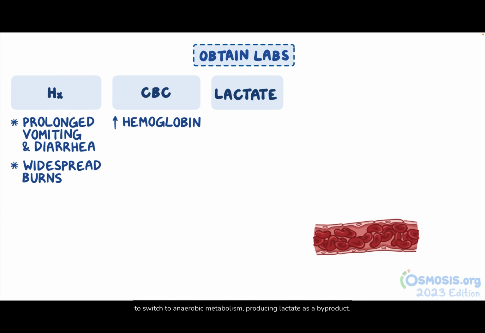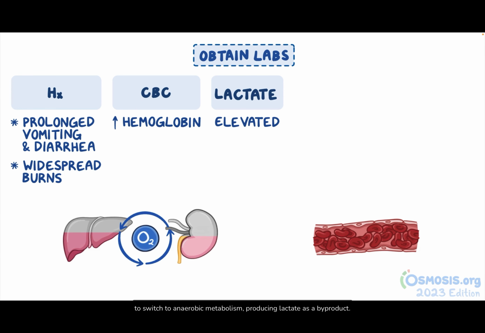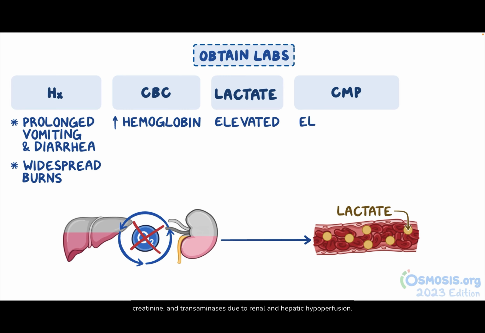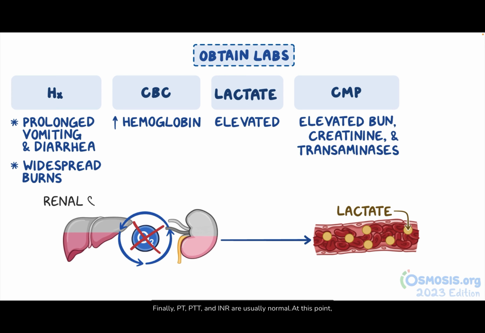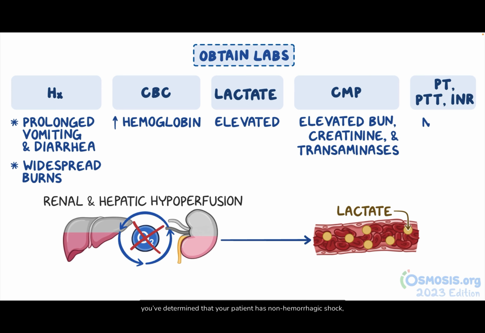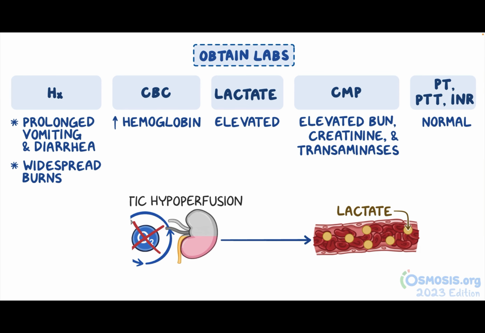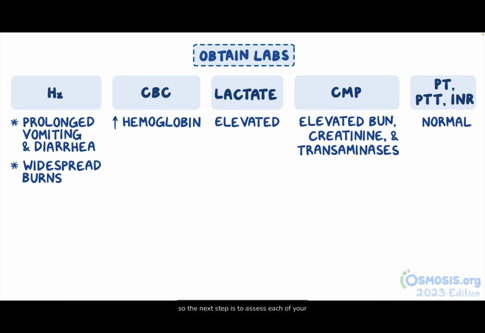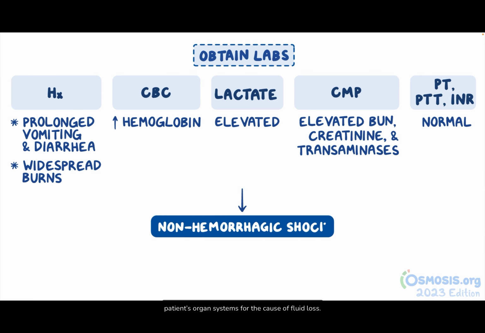Next, lactate will be elevated because hypoperfused organs are forced to switch to anaerobic metabolism, producing lactate as a byproduct. On the other hand, CMP might reveal elevated BUN, creatinine, and transaminases due to renal and hepatic hypoperfusion. Finally, PT, PTT, and INR are usually normal. At this point, you've determined that your patient has non-hemorrhagic shock.